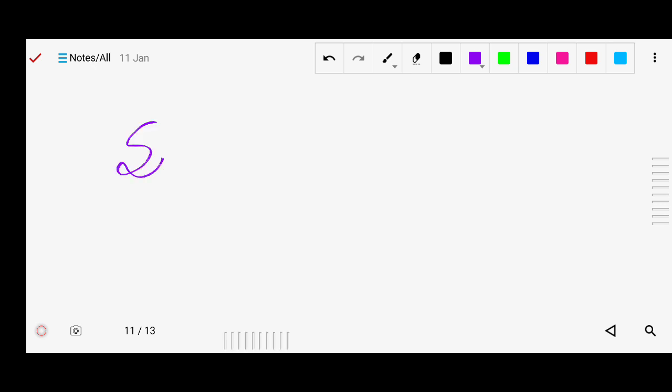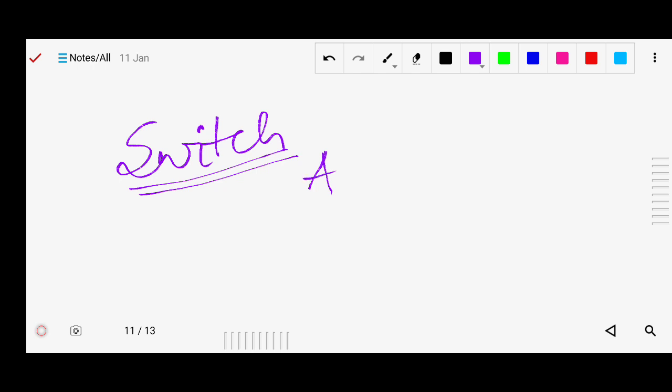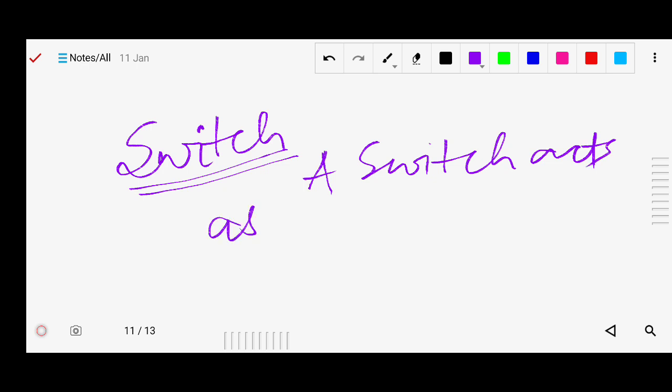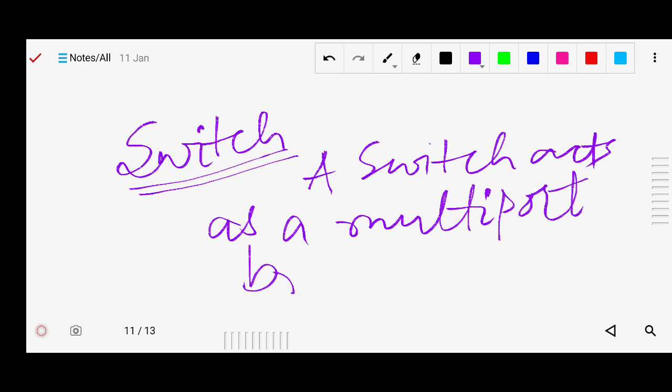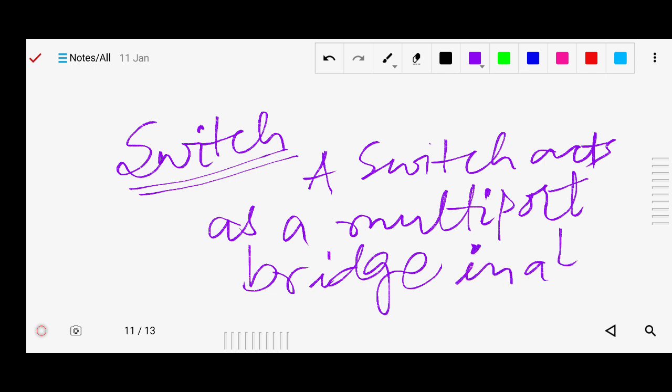What are the points? A switch acts as a multi-port bridge. So what is a bridge? We will also learn about that.